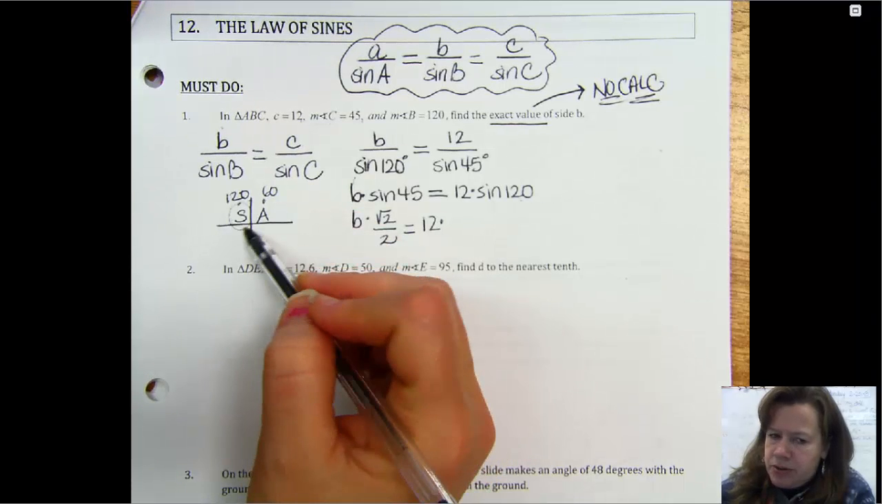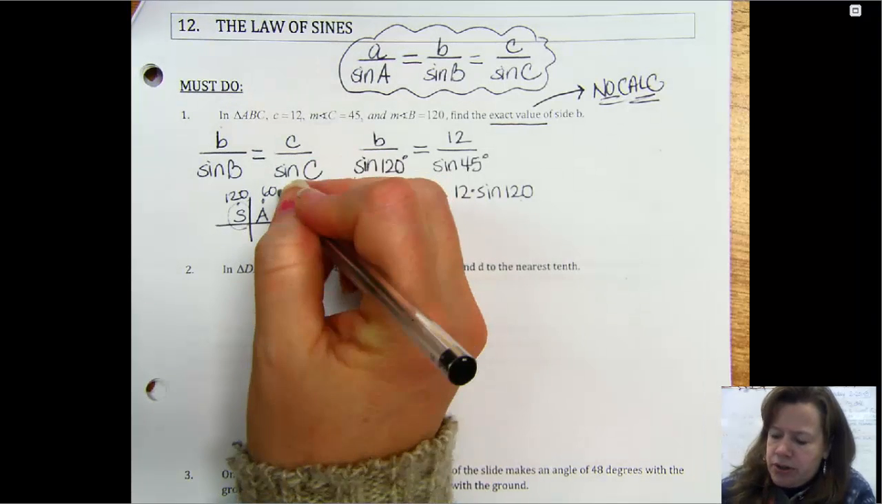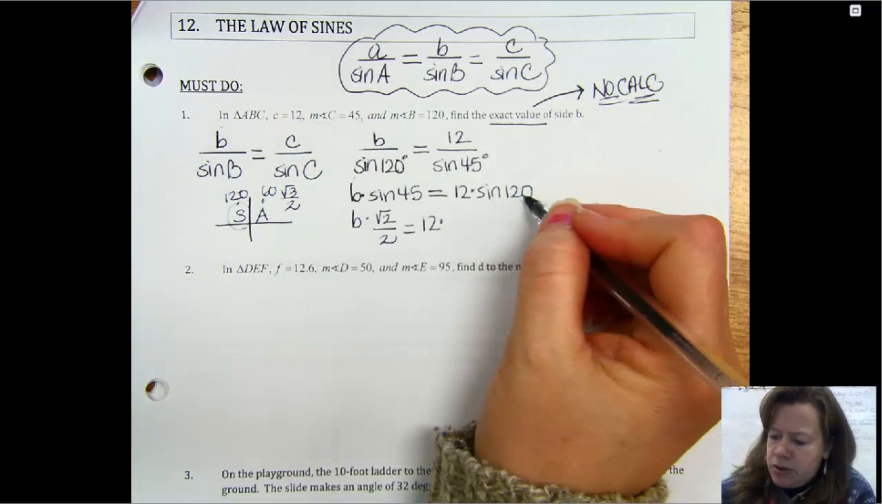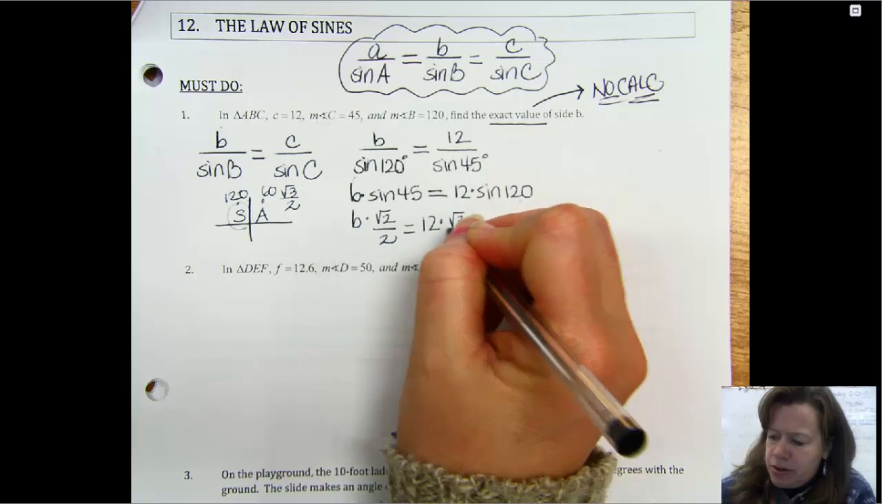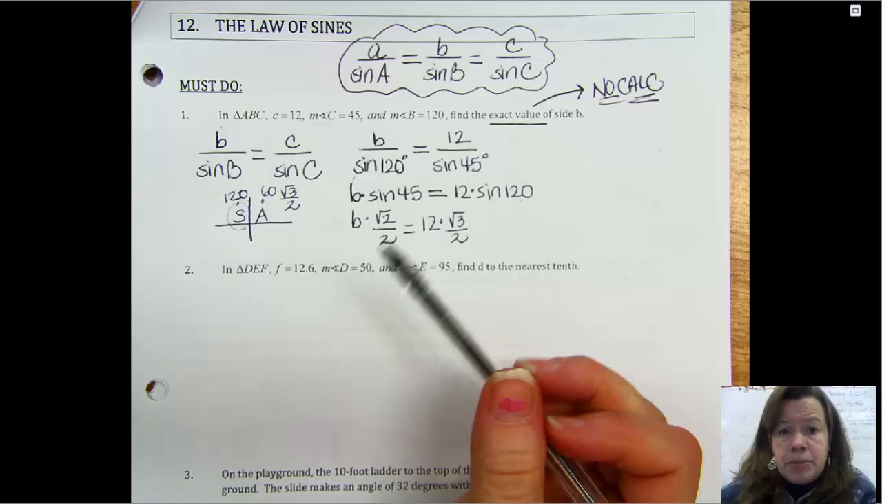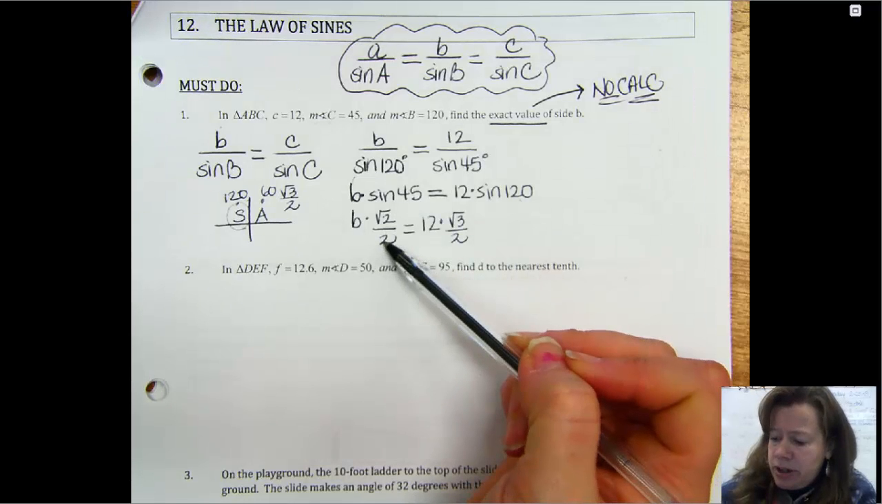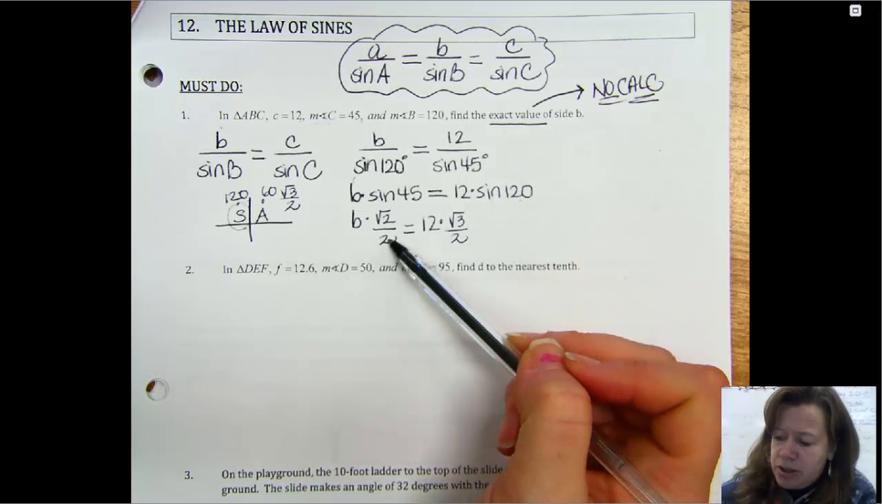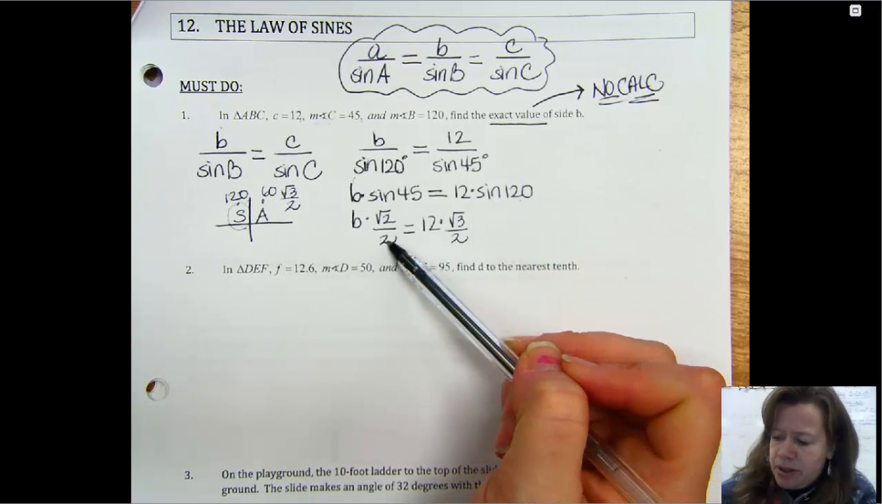Sine is positive in quadrant 2, and the sine of 60 is the square root of 3 over 2. So the sine of 120 is positive square root 3 over 2. So I need to get b alone. Well, I've got fractions, so I'm going to multiply, because the opposite of division also is multiplication. So I'm going to multiply by 2.